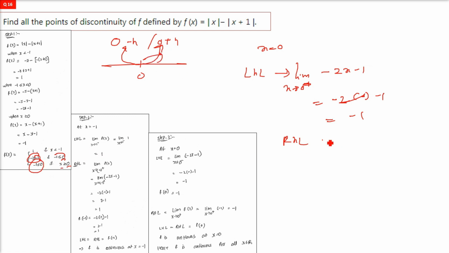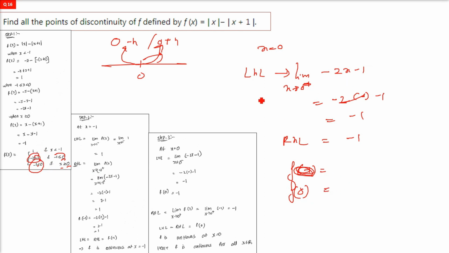This is why we have done step 1, to get the final values. The right hand limit is -1, and the left hand limit is -1, using the function -2x minus 1. Let us find the value of the function at 0. What is the value of the function at 0? We just replace x by 0 in f(0).